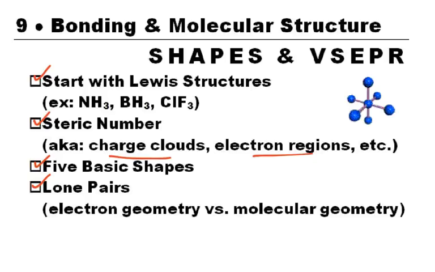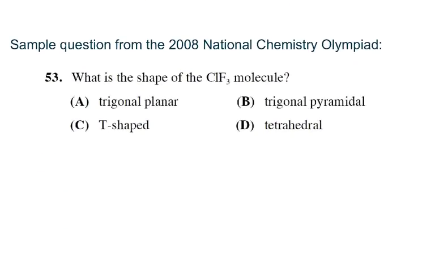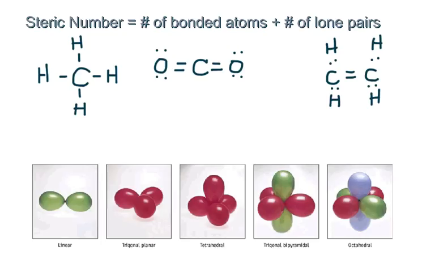So if you are just talking about the 5 basic shapes, we're talking about the electron geometry, and when you take into account the fact that some of the electrons do not have atoms on the end, they're just lone pairs, then we'd be talking about the molecular geometry. A typical question might be one here from the National Chemistry Olympiad, and it says, what is the shape of the ClF3 molecule? And we have 4 choices. So we'll come back and visit this question in a minute.